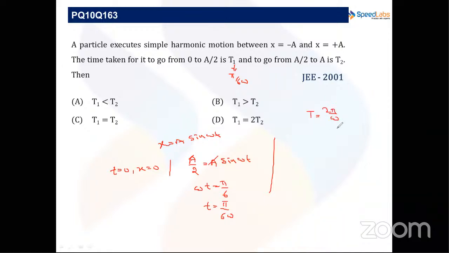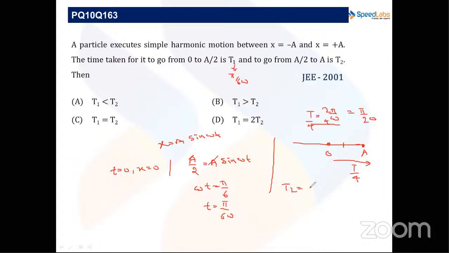omega, that is the complete time period. And x is equal to 0 से लेके a तक जाने में, this is 1/4 of the time period, so that is T by 4. So T by 4 comes to be pi by 2 omega. And just subtract this time, so you will get t2.